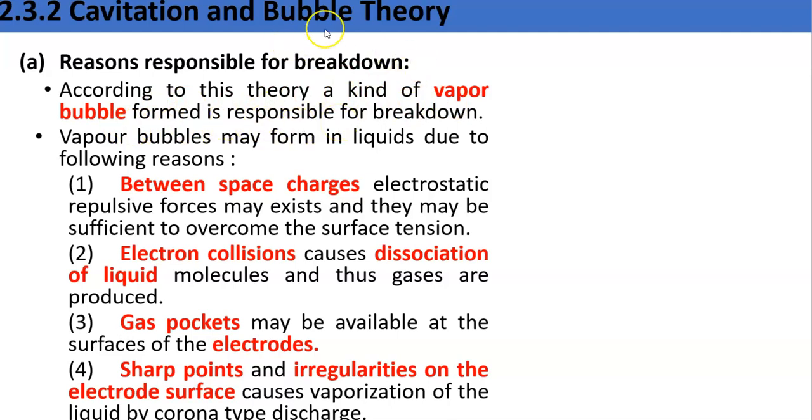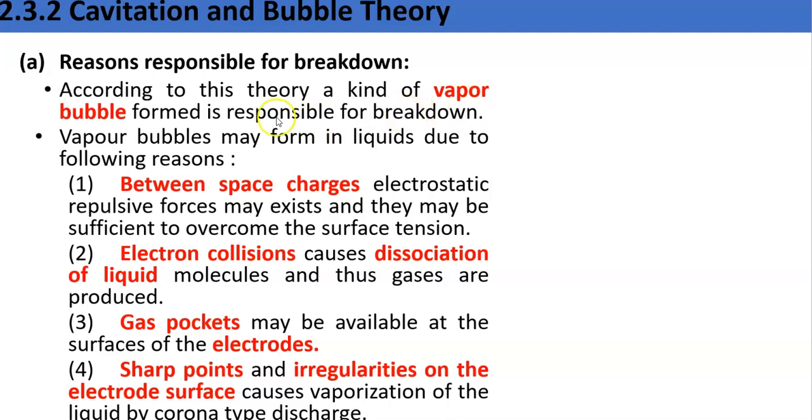Now here it is bubble theory and globule theory. I will tell you globule theory also. Bubble means a liquid vapor bubble, and globule means a droplet. Globule means some other drop, suppose water or some other liquid which is weaker than the main liquid.